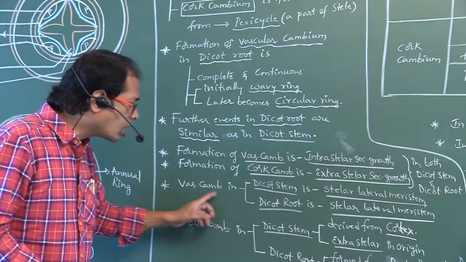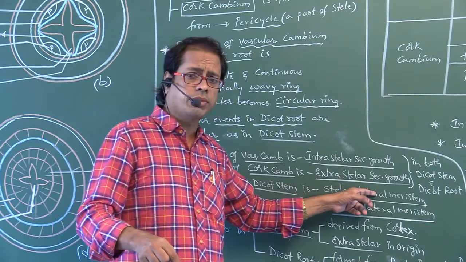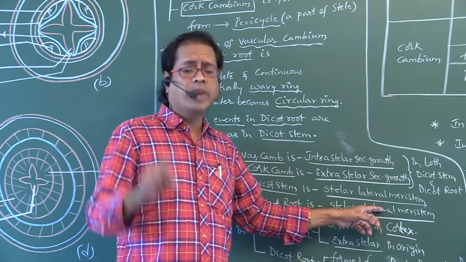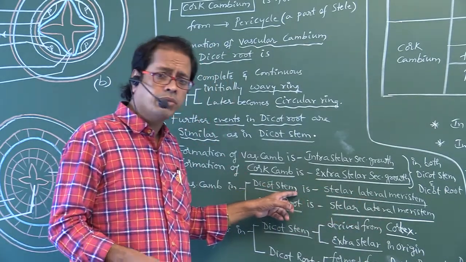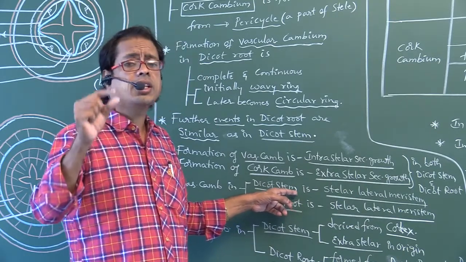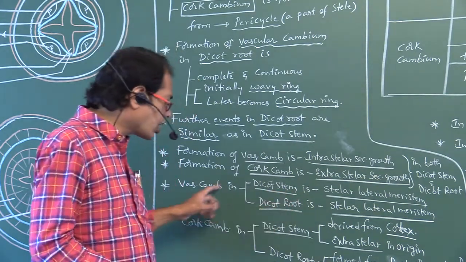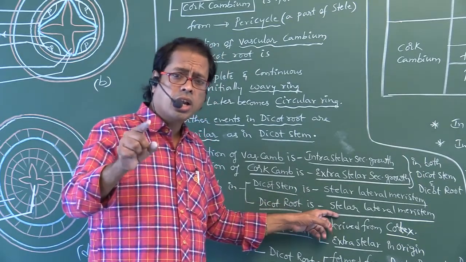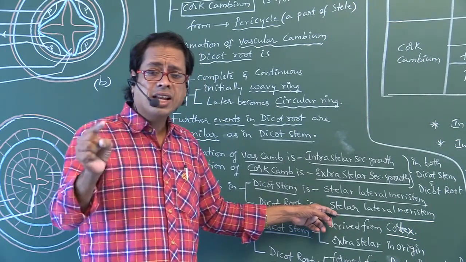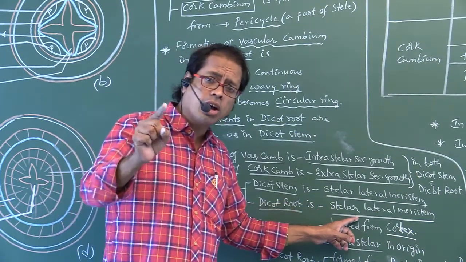Next one. Vascular cambium in dicot stem is a stelar or intrastelar lateral meristem, whereas vascular cambium in dicot root is a stelar lateral meristem. Why? Because in dicot stem, vascular cambium is formed from intrafascicular cambium and interfascicular cambium, that is cambium parts, which are part of the stele. Dicot root vascular cambium is formed as stelar lateral meristem because pericycle is a part of stele and conjunctive tissue is a part of stele. That's why we are saying stelar lateral meristem.